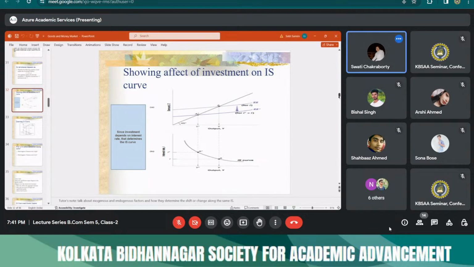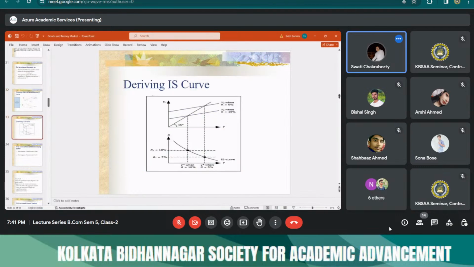Okay, we can just go to the next slide. It also shows the graph. Yes, this is the same graph, which shows that when the rate of interest increases, expenditure decreases and the output decreases. So a higher rate of interest means less output. So the IS curve is downward sloping.